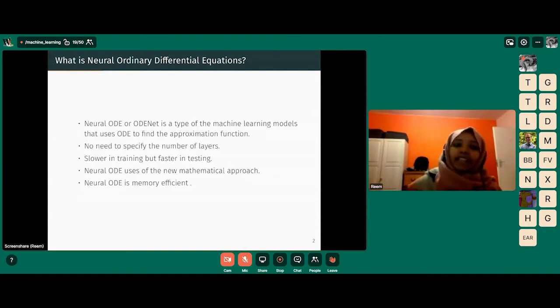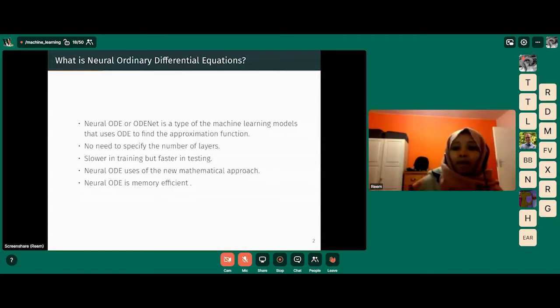What makes this paper very interesting is that it claims that it doesn't need to define the number of neurons or the number of layers if you want to build the architecture of that machine learning model, okay?